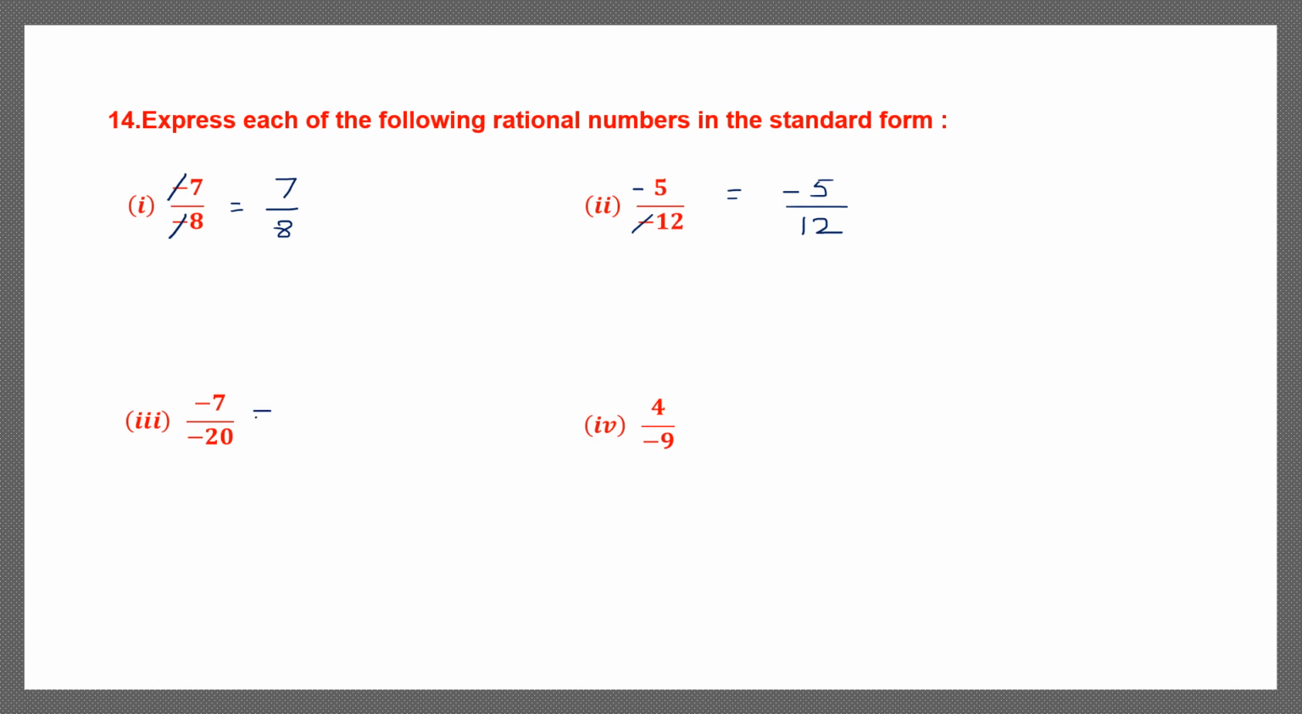Next one, here again we have minus 7, minus 20. We can cancel off both the minus signs. So now we have 7 by 20. And 20, the denominator is positive and 7 by 20 is in the lowest term. Now the fourth one, the denominator is negative. So remove it from there and put that minus sign in the numerator. So what do we have? Minus 4 by 9. So 9 is now positive and it's in the lowest term. So this is the standard form.